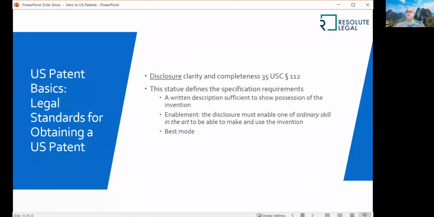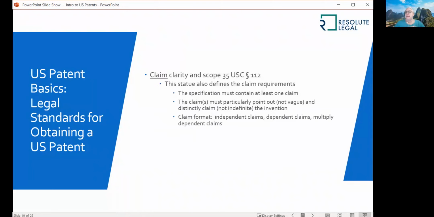Everything about this statute and the patent in the aspect to lay open is about telling enough about the invention to serve the public policy purpose. And that extends to the claim language, to what you are defining as your invention. You have to have at least one claim, and it must particularly point out and distinctly claim the invention.